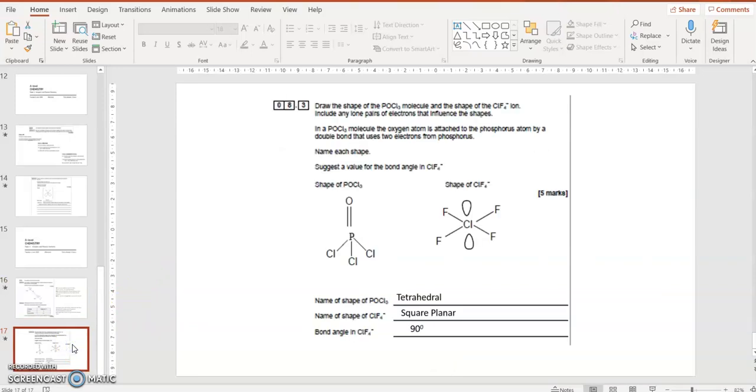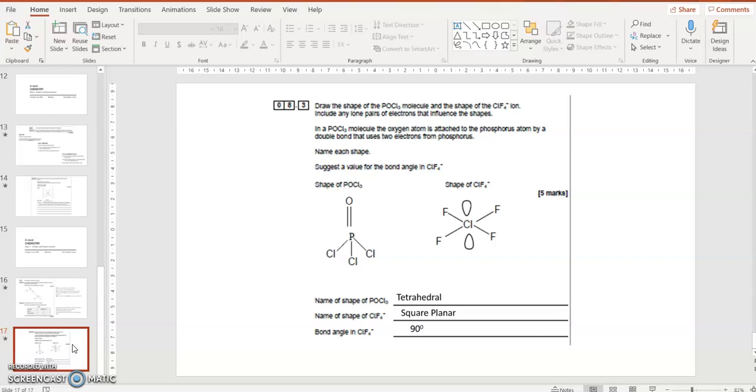And finally, a shape of molecule. Draw the shape of POCl3 and the shape of ClF4-. So let's do POCl3 first of all and talk you through it. There's one P atom. So I'm going to pop that in the middle. It's in group 5. I'm going to put 5 electrons around it in its outer shell. Has it got any plus or minuses? Do I need to add any electrons or take any away? No, I don't. So I've got 5 electrons.